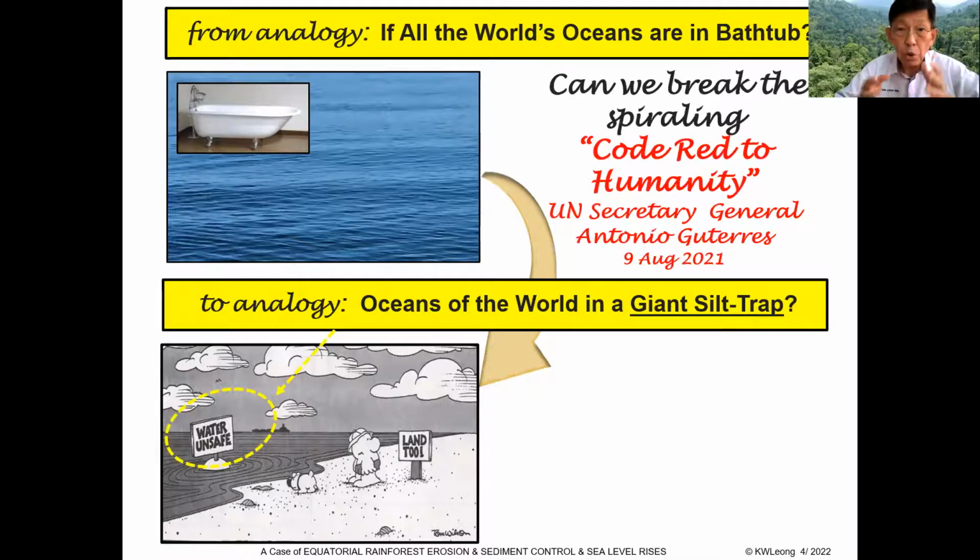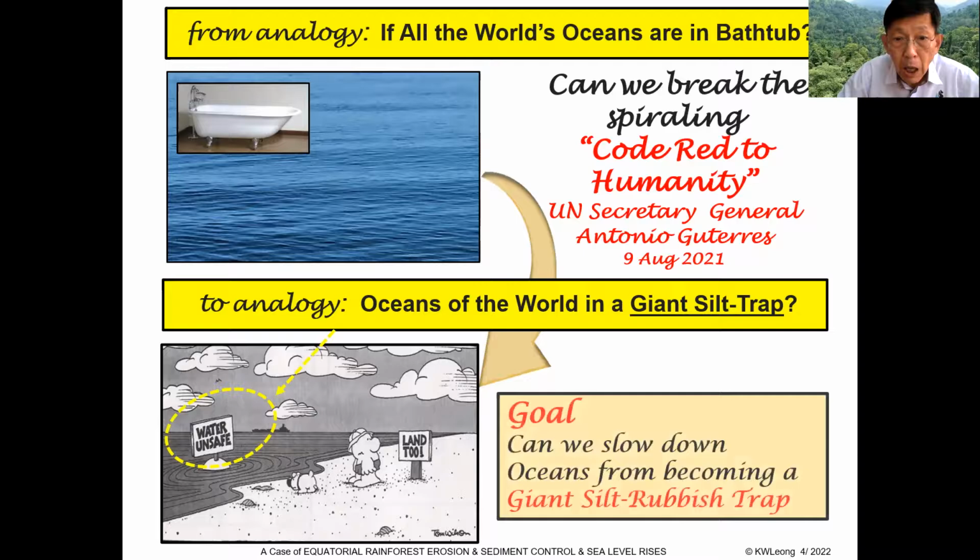As UN Secretary-General Antonio Guterres said last year, can we break the spiraling code red to humanity? Can we do that? Can we start by thinking the goal? Can we slow down oceans from becoming a giant silt rubbish trap? Can we do that?